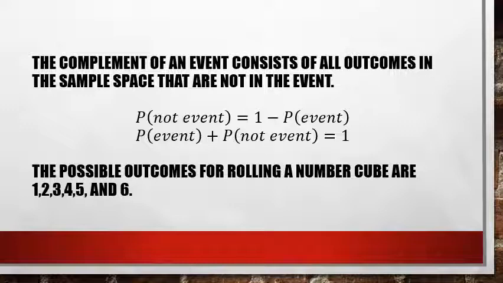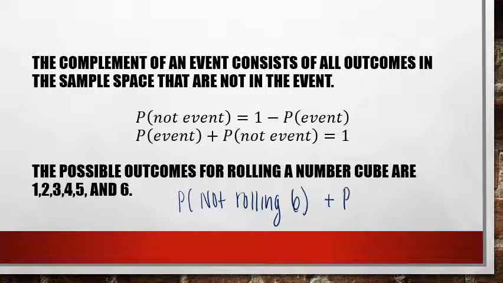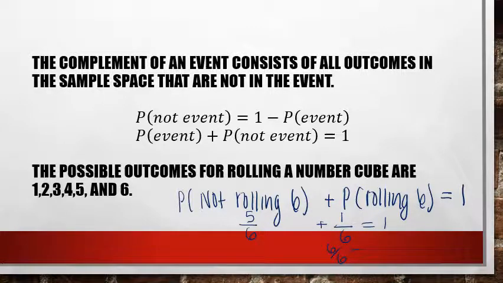So the possible outcomes for rolling a number cube are 1, 2, 3, 4, 5, and 6. And if we want to say probability of not rolling a 6 plus probability of rolling a 6, that should equal 1. So let's go ahead and do that. Probability of not rolling a 6 would be 5 out of 6, plus probability of rolling a 6 would be 1 out of 6. So yep, that's true.